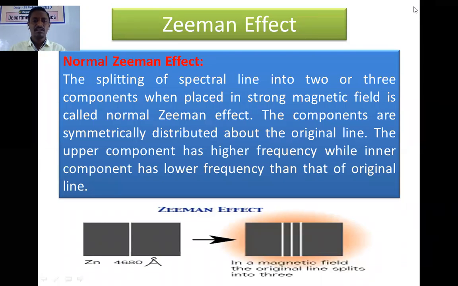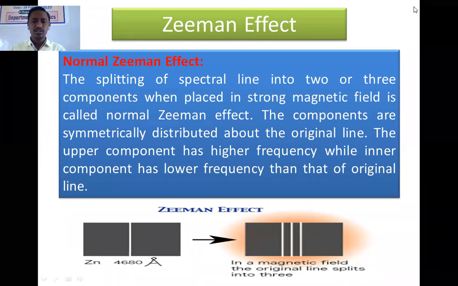In the normal Zeeman effect, there is a splitting of a spectral line into two or three components. Meaning a single spectral line is split up or converted into two lines or three lines whenever it is placed in a strong magnetic field. The field required for the normal Zeeman effect is very strong. So the effect of a strong magnetic field on the splitting of spectral lines is called the normal Zeeman effect.